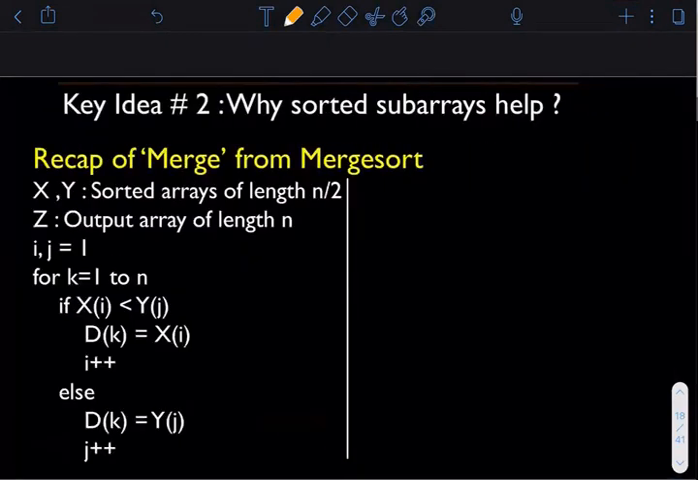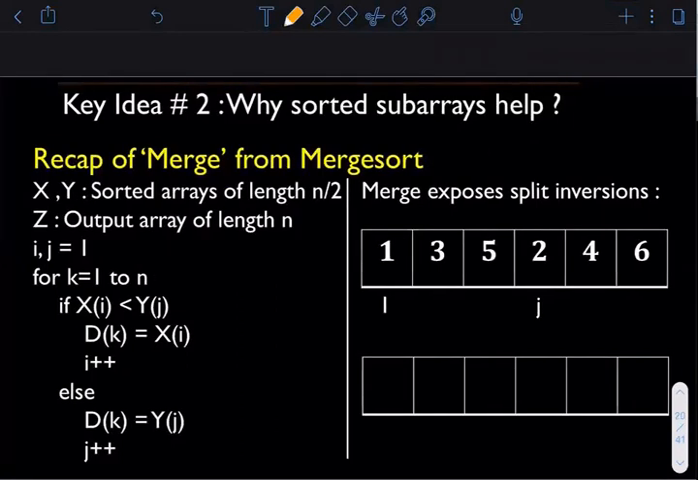Now let's formally establish the connection between merging and counting split inversions. Why are we saying for the last 5 minutes that merge sort or something like that can help here? So let's quickly recap what the merge subroutine is. Let me actually take this figure, I think this is better than going to the pseudocode. So here is what we do in merge. This figure is a bit bad.